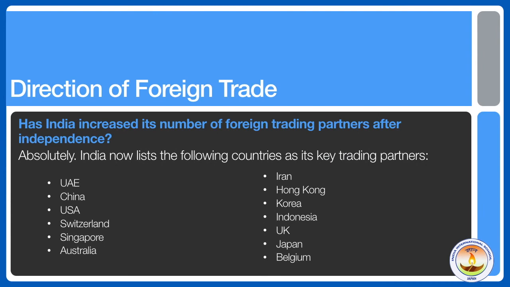Well, one of the reasons is India has far more trading partners than ever before. As you all know, it was only Britain before independence, but today we can list all of these countries as our trading partners. UAE, China, USA, Switzerland, Singapore, Australia, Iran, Hong Kong, Korea, Indonesia, UK, Japan, and Belgium. If you look closely here, there are only 13 countries mentioned, but the world is a big place. There are more than 170 countries globally, so there is potential for India to increase its global trade with other countries, which could further mean rapid expansion in foreign trade, both in terms of imports and exports.